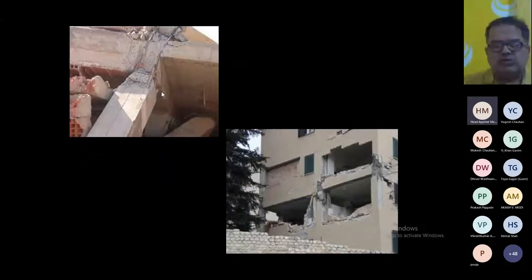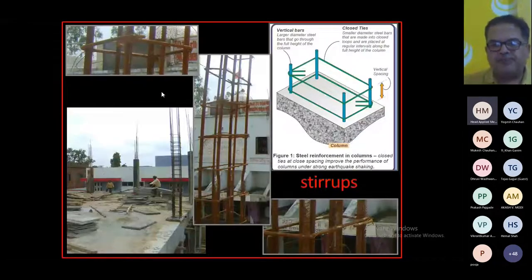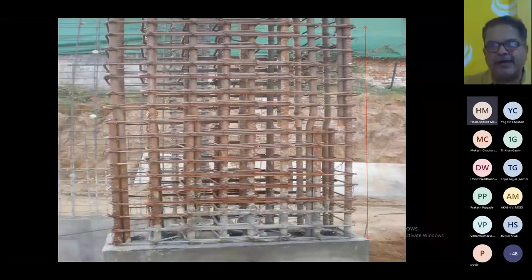So we have to go for ductile detailing when we are talking about the response of our structure during earthquake. If you have a good ductile detailing, then your structure is going to perform well. We will see damage, but I think such kind of things we will not see. We have stirrups like this, with a 135 degree bend. You need close stirrups at the support, at top and bottom of the column.